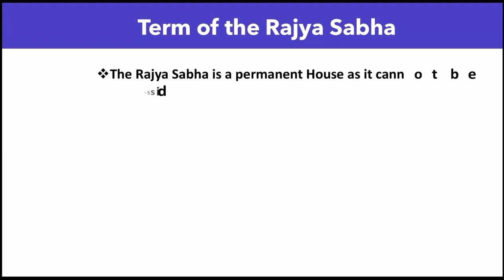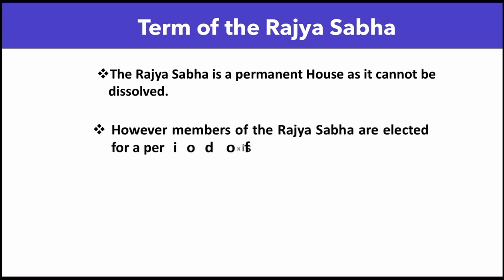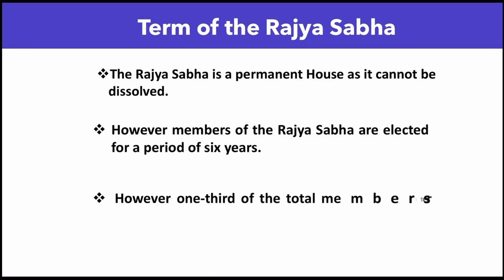Now let's understand the term of the Rajya Sabha. The Rajya Sabha is a permanent house as it is a never dissolving house, but its members are elected for a period of 6 years, and 1/3 of the total members retire after every second year.